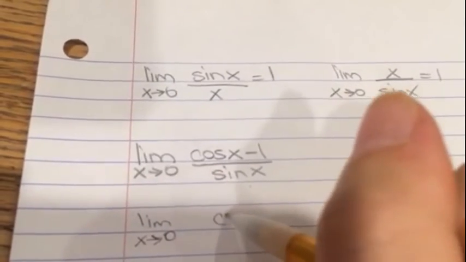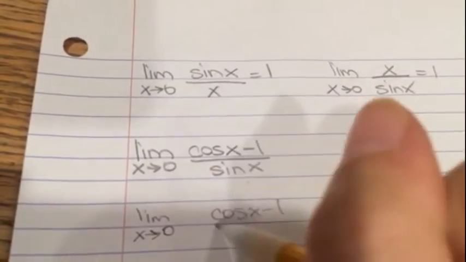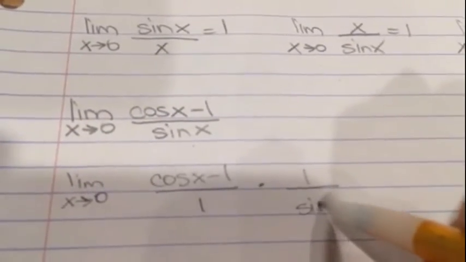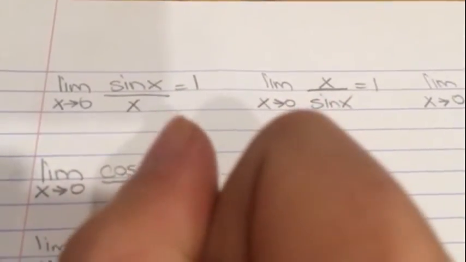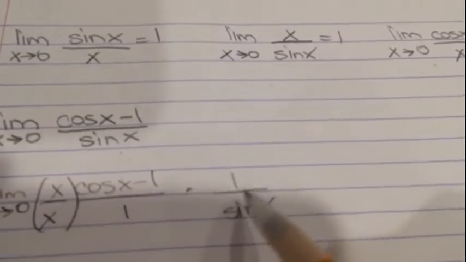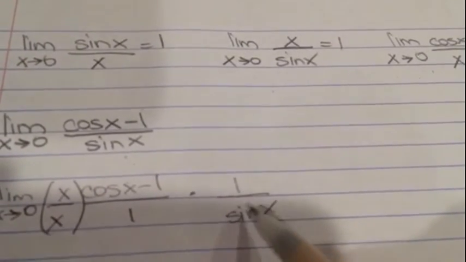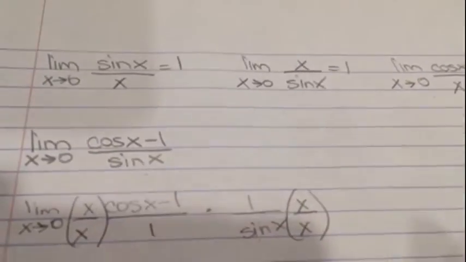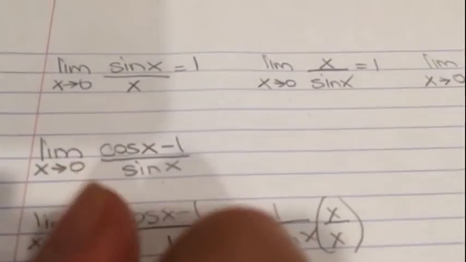Okay, so we have cosine of x minus 1 in the numerator. We'll say that's over 1 times 1 over sine of x. Now, I want this to be cosine of x minus 1 over x. So if I multiply by 1, but I'm really multiplying by x over x, I'm going to get in the denominator what I want. Now here, I need this to be x over sine of x. So again, I'm going to multiply by 1, or x over x.